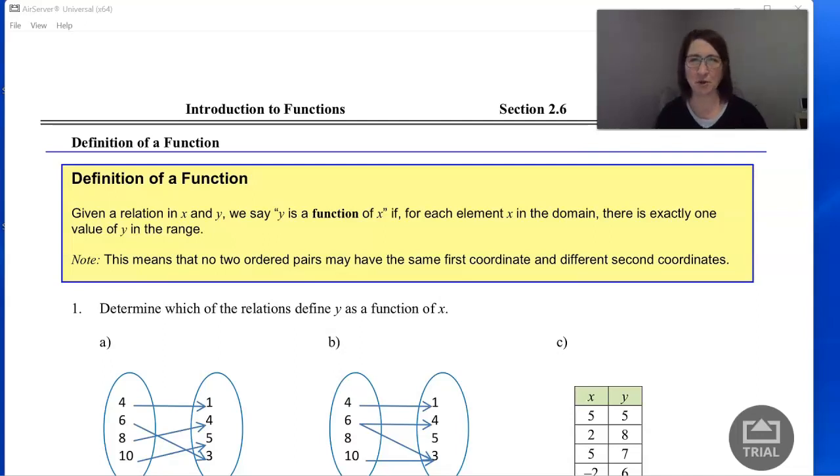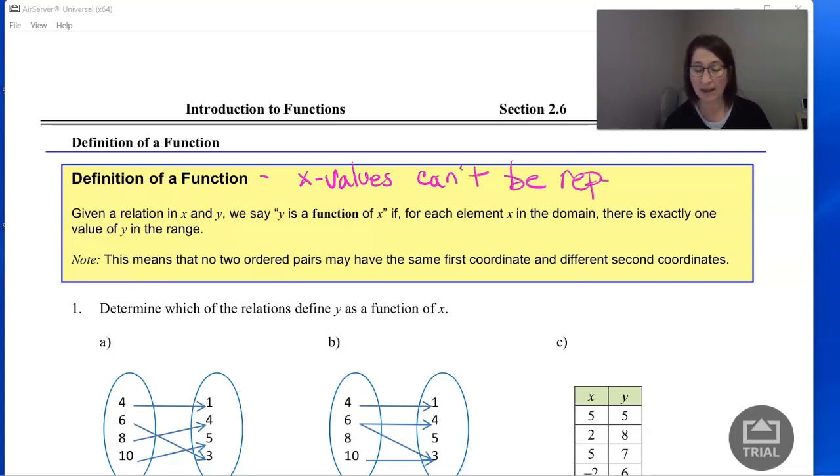So we are going to work today on introduction to functions. Inside of this yellow box, you can see a very mathy type description of what a function is. However, truly all you need to know is that the x values cannot be repeated. And that is how we can determine that something is a function.